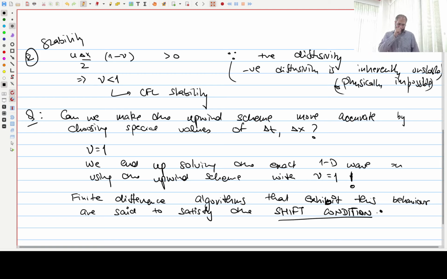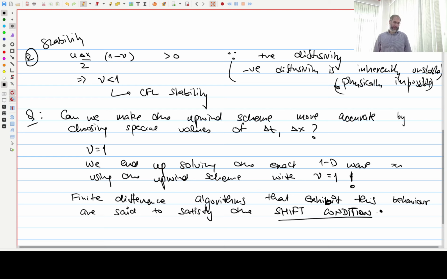So the finite difference algorithms that show this behavior are said to satisfy the shift condition. This is called the shift condition, where for a certain value of the parameter, nu in this case, the parameter that contains the stability information or the ratio of delta t and delta x, we can choose a special value of delta t and delta x, giving the exact equation that we're trying to solve.